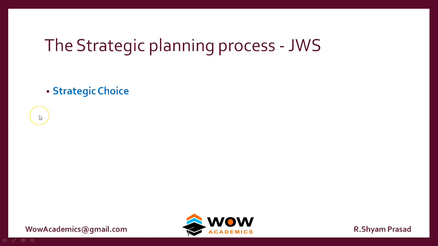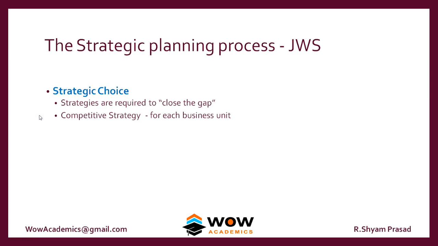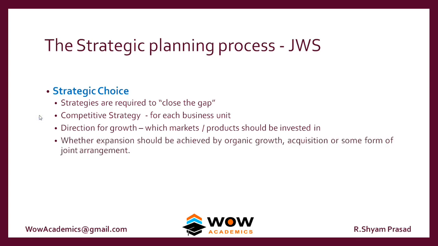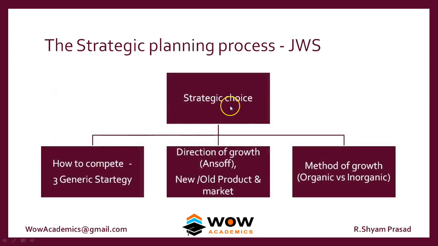Strategic choice. Once they have done this SWOT, they move on to the choice. Strategies are required to close the gap between the future state and the current state. They have to create a competitive strategy for each business unit. Direction for growth, how the company has to grow, that is the kind of choice we have to make. Whether we should go for organic growth or acquisition or some kind of joint arrangement, we have to think about that. All these are discussed in another video. Strategic choice can be discussed in terms of how to compete, direction of growth and method of growth.